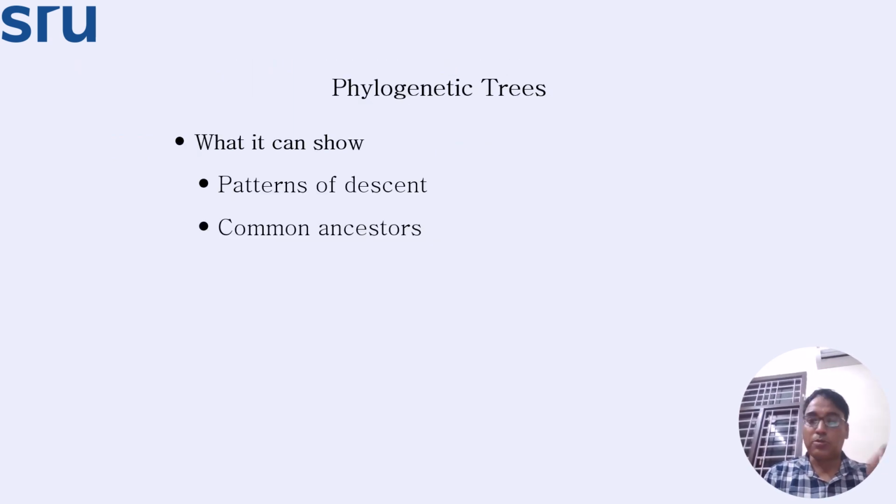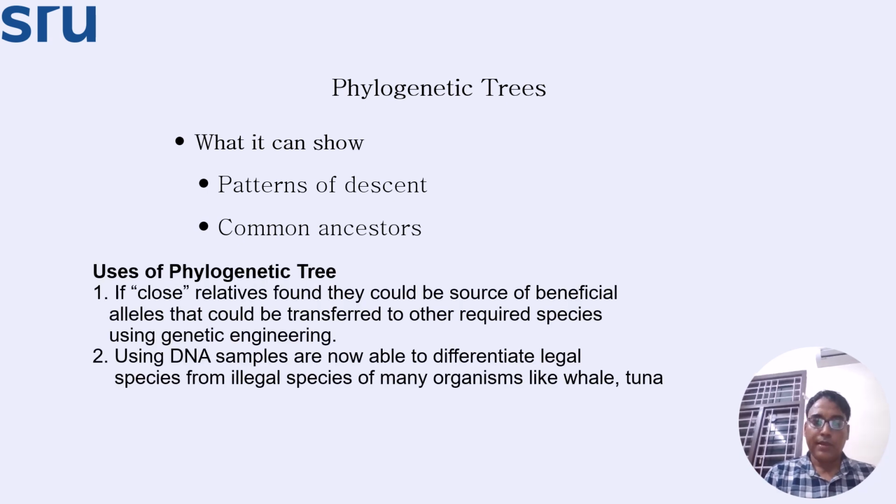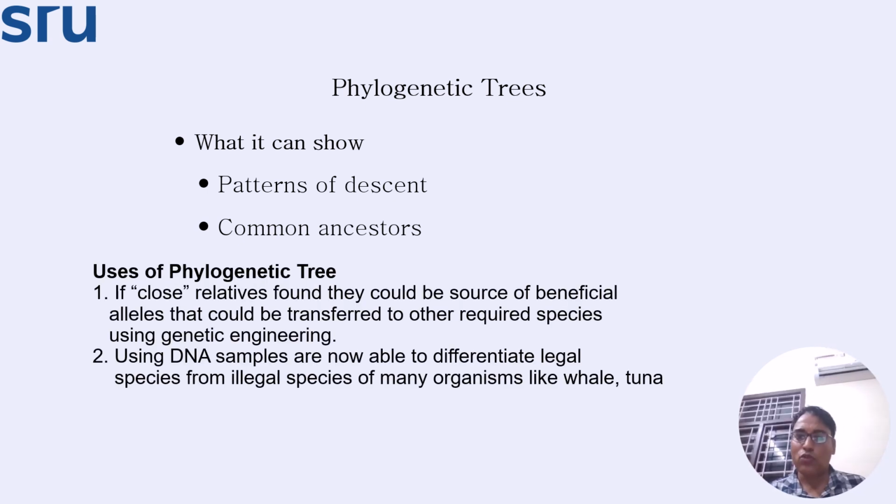This is the entire principle of phylogeny. So if close relatives are found, there could be a source of beneficial alleles that could be transferred to the required species using genetic engineering. Using DNA samples, we are now able to differentiate legal species from illegal species of many organisms.